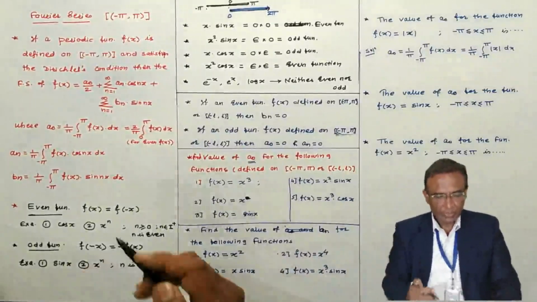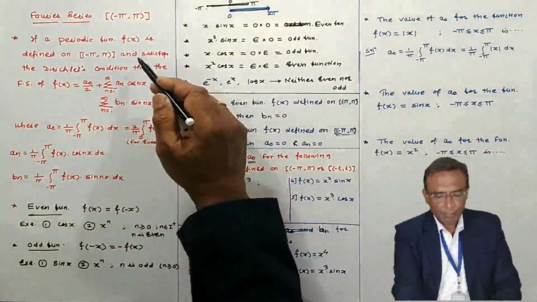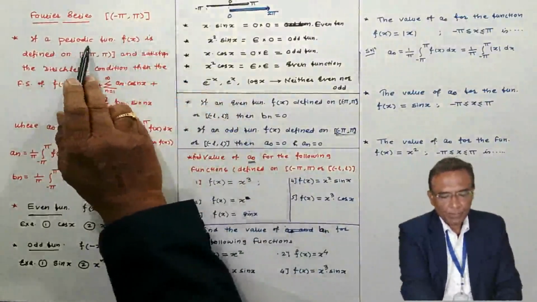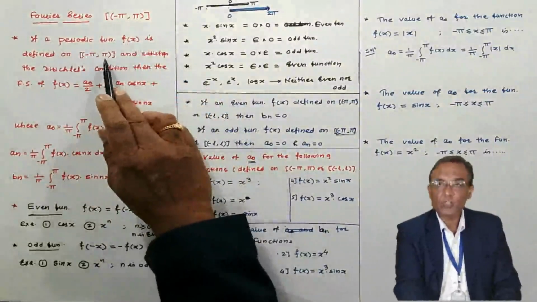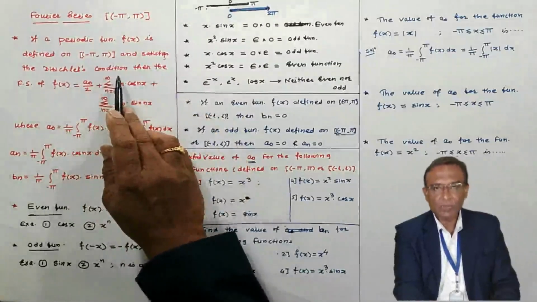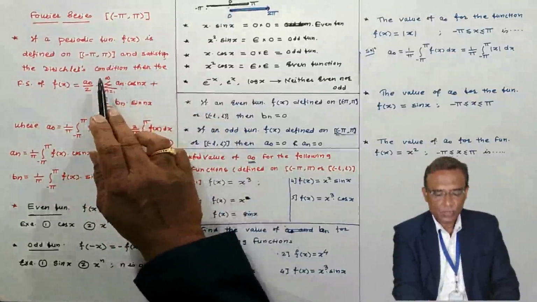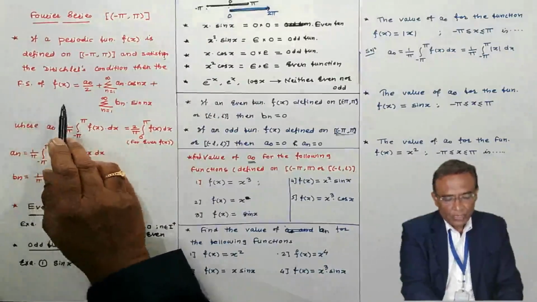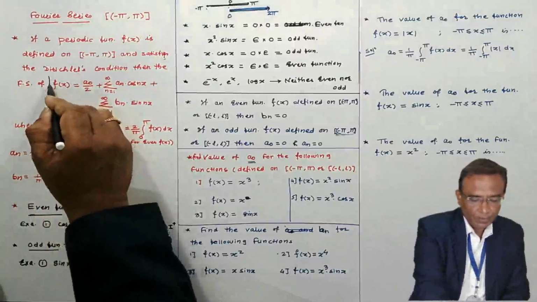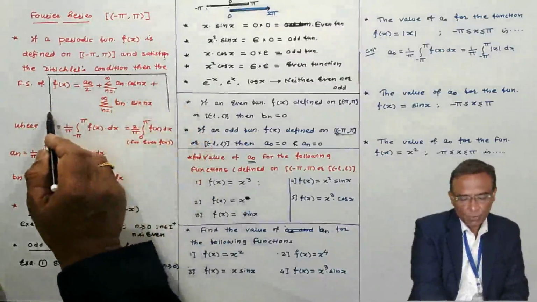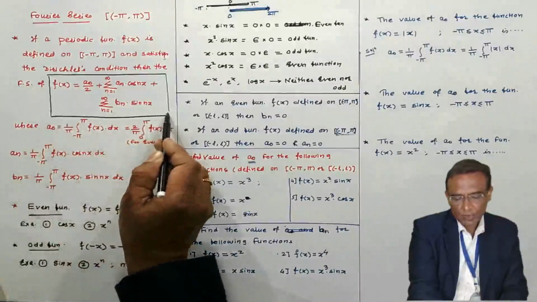But here, very quickly, the formula is same, only the limits are different. See, if the periodic function fx is defined on minus pi to pi and satisfies the Dirichlet conditions, okay, that is very important because the function should satisfy all Dirichlet conditions. Then the Fourier series formula is the same as that of 0 to 2 pi. The Fourier series formula for 0 to 2 pi and minus pi to pi is same.